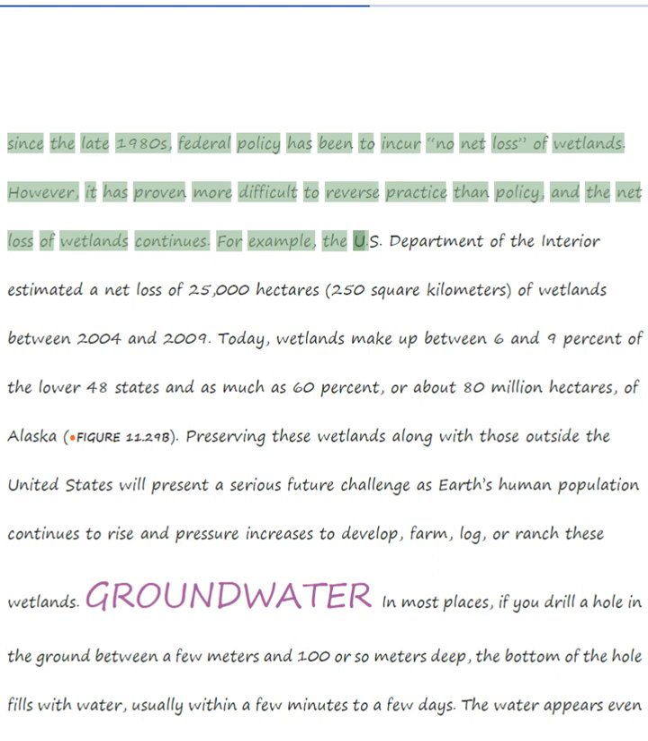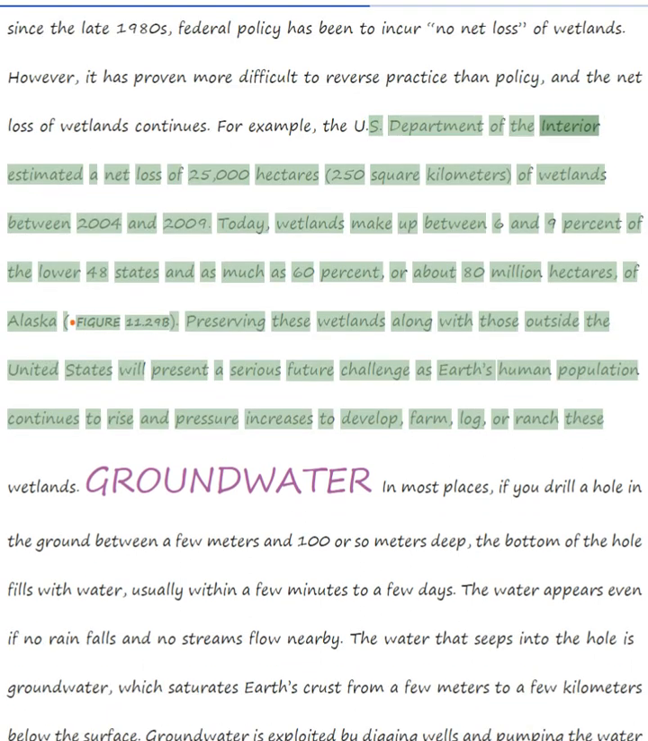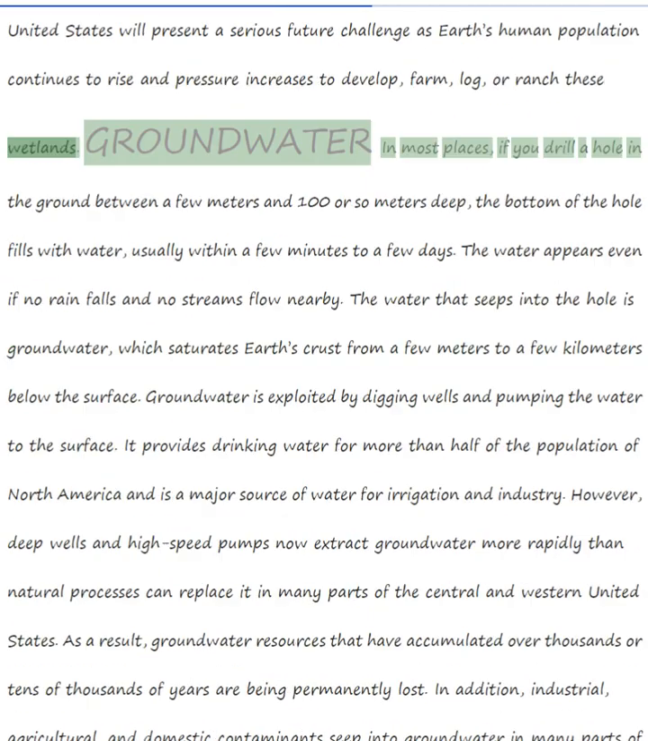For example, the U.S. Department of the Interior estimated a net loss of 25,000 hectares of wetlands between 2004 and 2009. Today, wetlands make up between 6 and 9% of the lower 48 states and as much as 60%, or about 80 million hectares, of Alaska. Preserving these wetlands along with those outside the United States will present a serious future challenge as Earth's human population continues to rise and pressure increases to develop, farm, log, or ranch these wetlands.